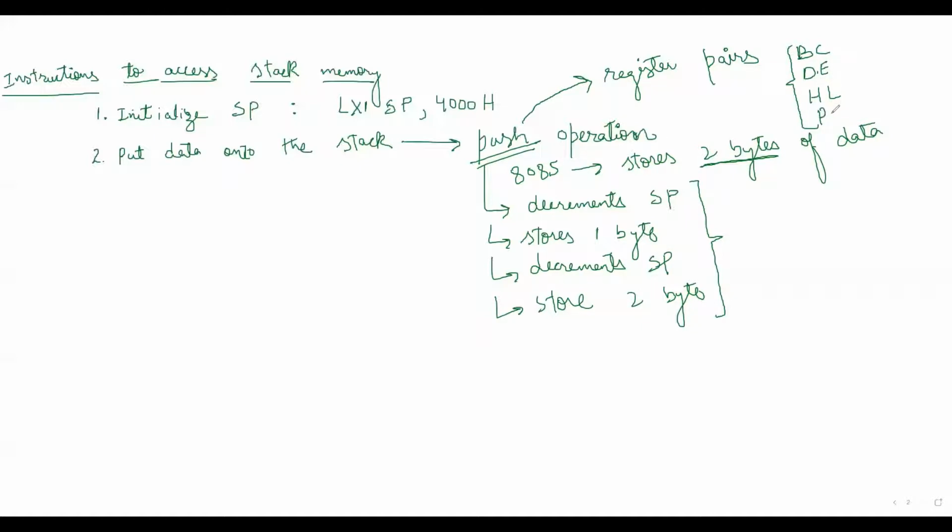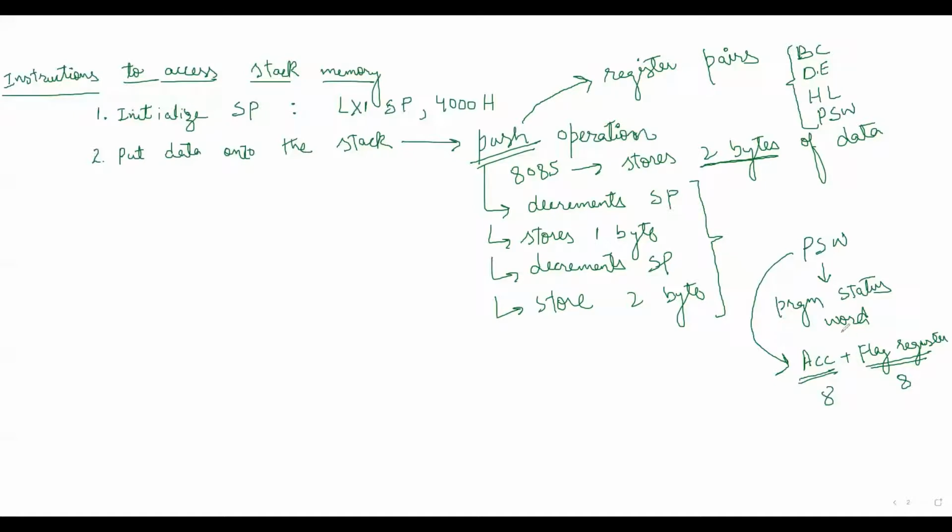Also, another pair is PSW. What is PSW? It stands for program status word, and it is the combination of the accumulator plus the flag register. The flag register is of 8 bits and the accumulator is of 8 bits. So we can store the program status word onto the stack.